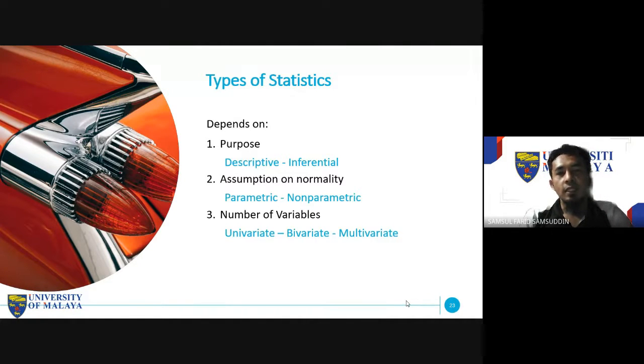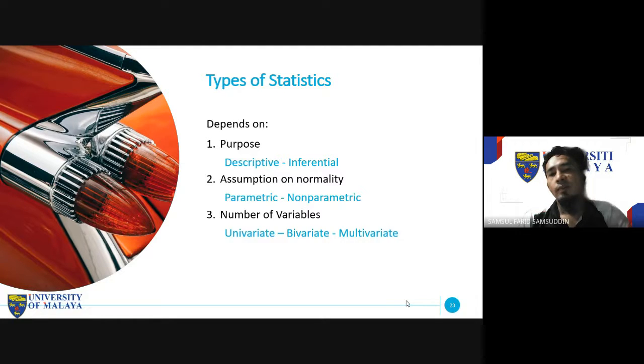All right, types of statistics depends on purpose. First of all, if you want to conduct an analysis of data, quantitative data, so it will depends on these three items. First, purpose. Is it for descriptive or inferential? And then number 2, the assumption on normality, whether it is a parametric or non-parametric. If your data is normal, so you can conduct a parametric. If your data is not normal, so you have to conduct a non-parametric test.